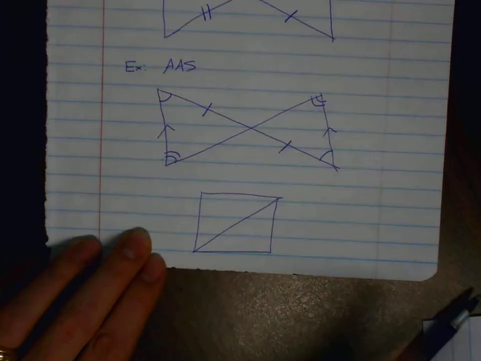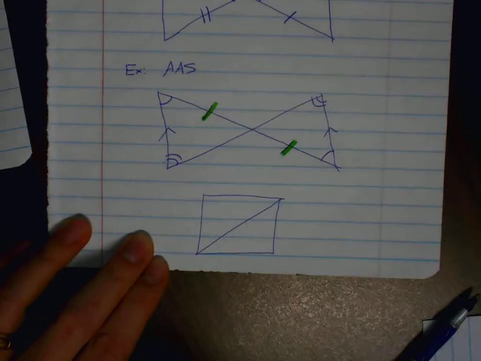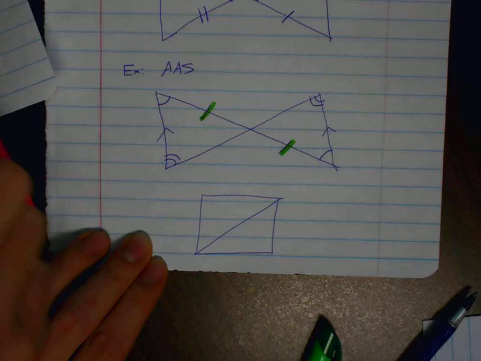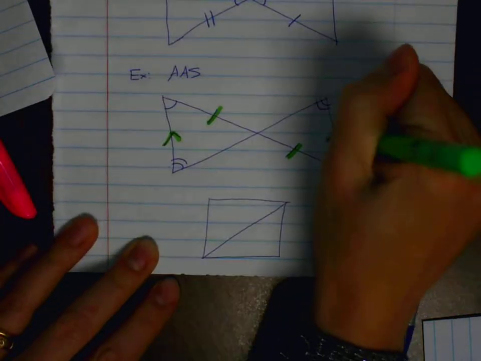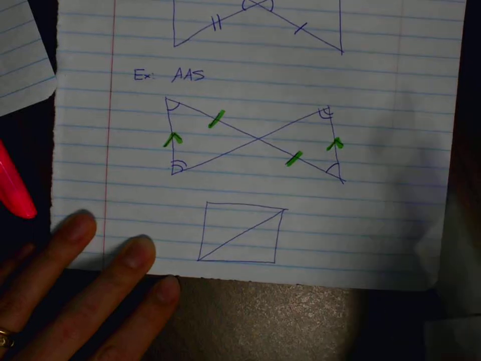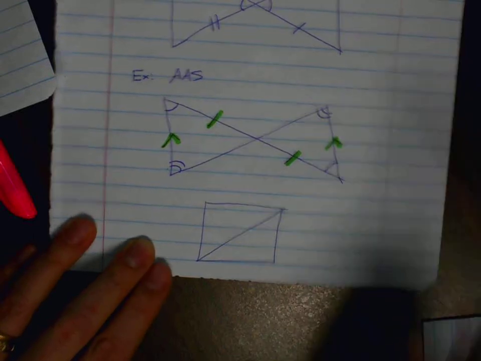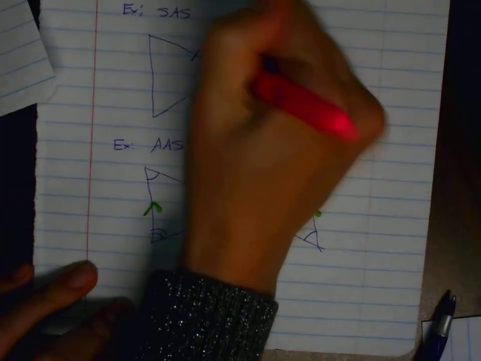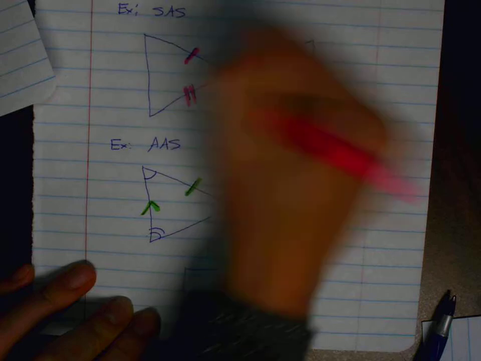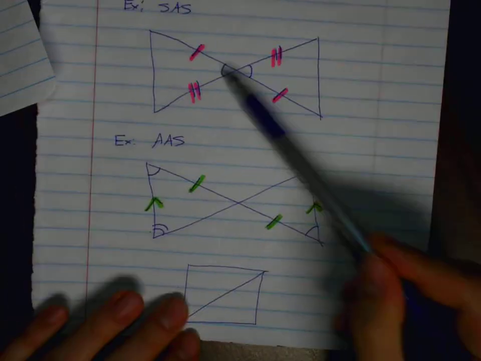And again, the only thing that you might be given on this one was these green marks, and the fact that they are parallel. And you have to recognize, okay, I can mark these congruent because they are alternate interior angles. So same thing up here. The only thing we were given up here was that those were congruent and those were congruent, and you had to recognize that there were vertical angles.